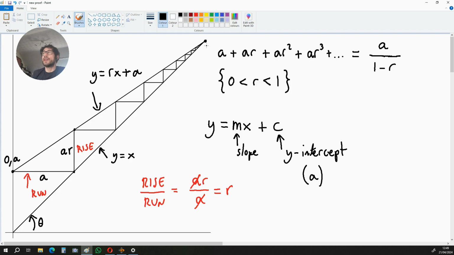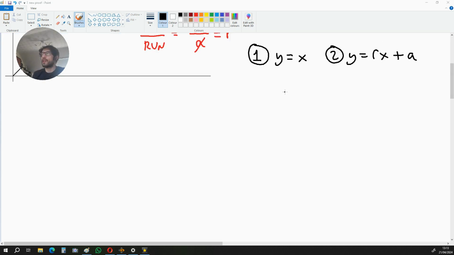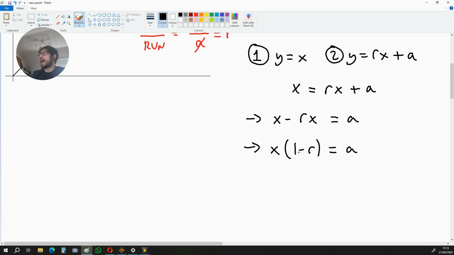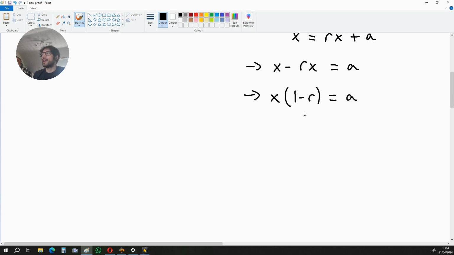Let's find what these coordinates are, because we'll know what this geometric series converges to if we do that. Okay, so we're looking for that intersection. We have the line y is equal to x and y is equal to rx plus a. We are going to make the equation x is equal to rx plus a to find that intersection. From here, we try to isolate x. We subtract rx from both sides of the equation, so we get x minus rx is equal to a. We then factorize, so we get x multiplied by 1 minus r is equal to a. And then we divide both sides of this equation by 1 minus r. So at that intersection, x is going to be equal to a over 1 minus r.